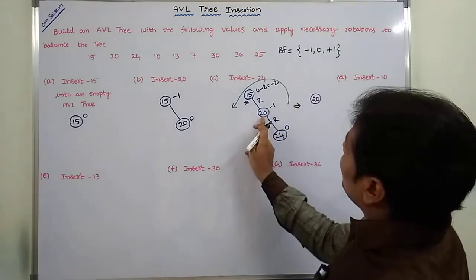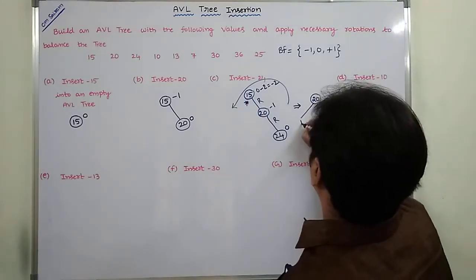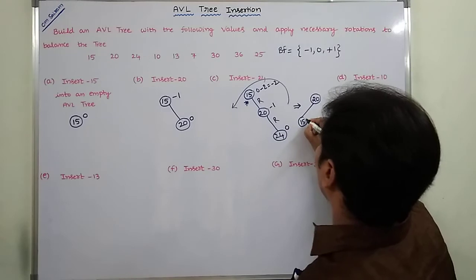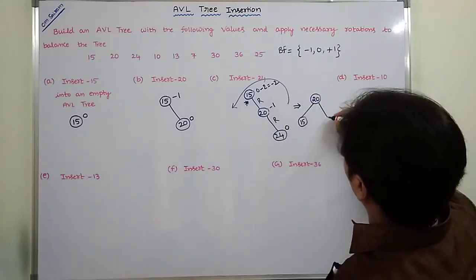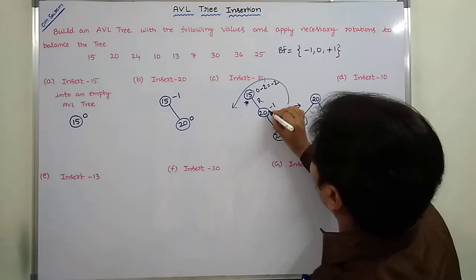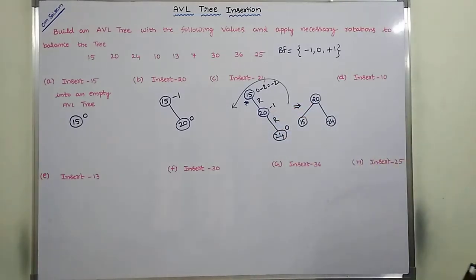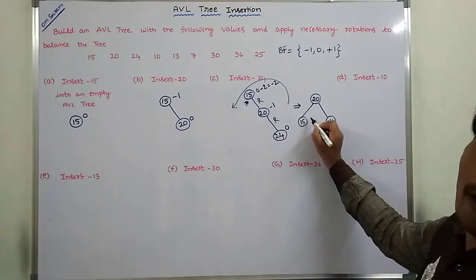And here 20 goes to this place, 15 goes down, and 24 goes to this place. Okay, so now, are we getting valid balance factors or not?